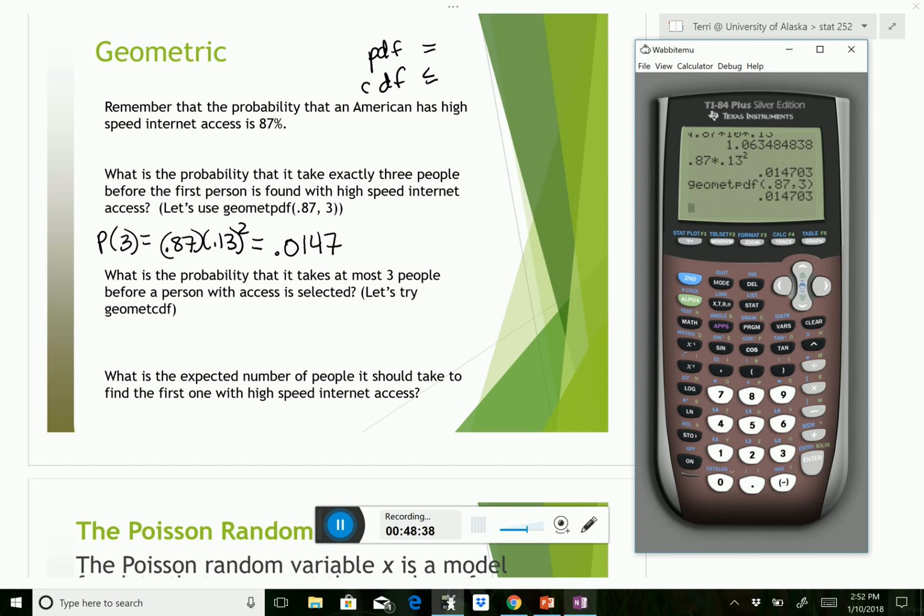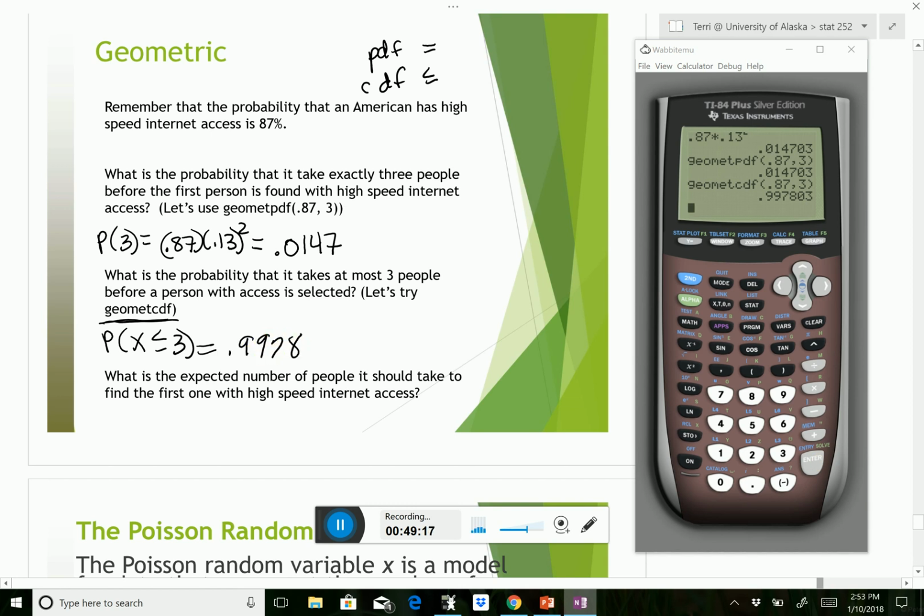Exactly the same thing. So what is the probability that it takes at most 3 people before a person with access is selected? This is the probability that X is less than or equal to 3. So now all we need to do is switch to Geomet CDF. Let's go to our distributions, and it's the very last one. 0.87, X value 3, paste. That's going to be 0.9978. So 99.78% of the time it doesn't take more than 3 people to find someone with internet access.